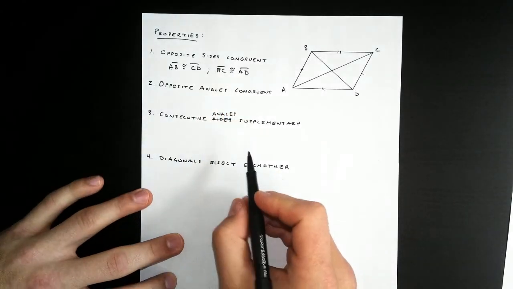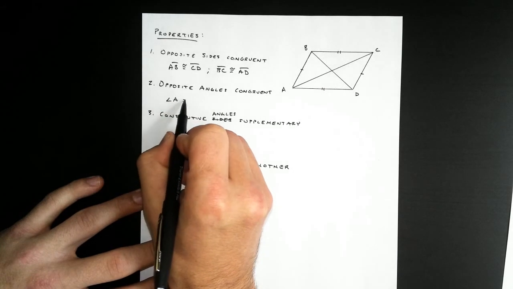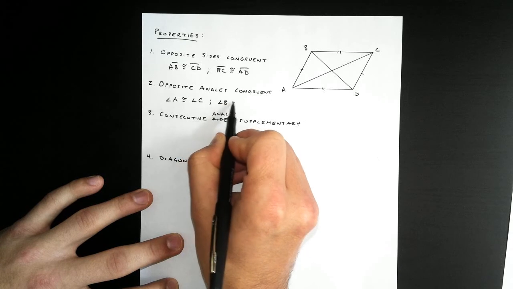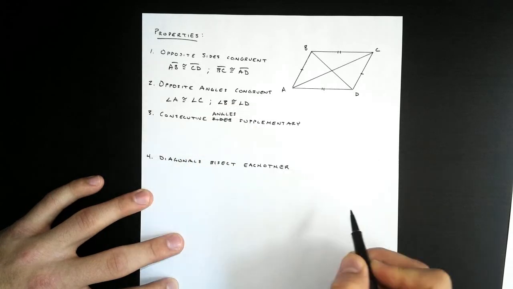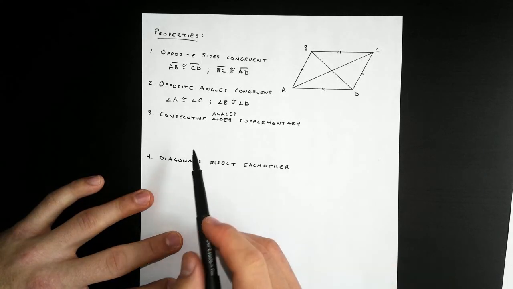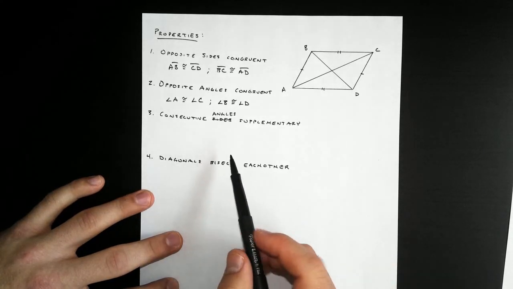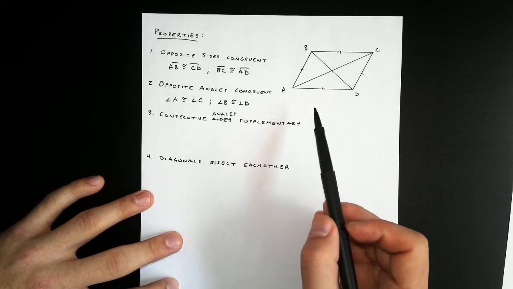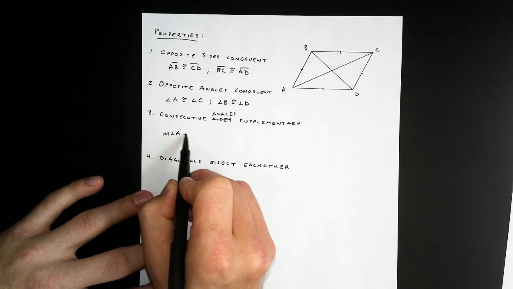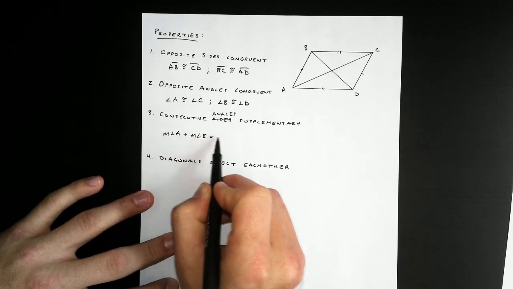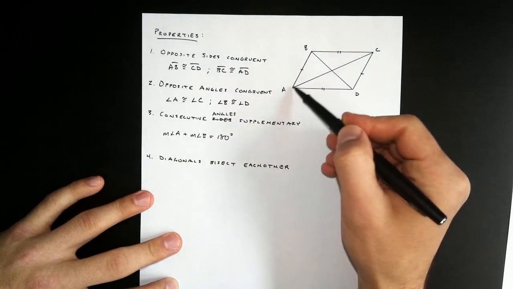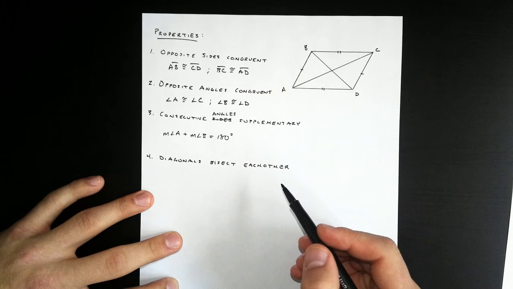We also know that the opposite angles are congruent. So angle A is congruent to angle C. Angle B is congruent to angle D. Our third property is that the consecutive angles are supplementary. Consecutive angles means 2 angles that are right in a row. So for example, the measure of angle A plus the measure of angle B, those 2 angles have to add up to 180. So the angle here and the angle there.